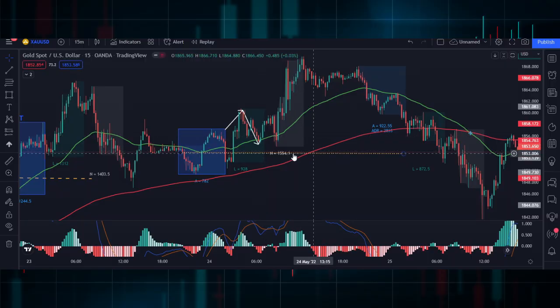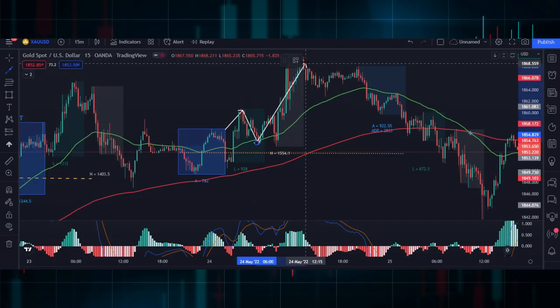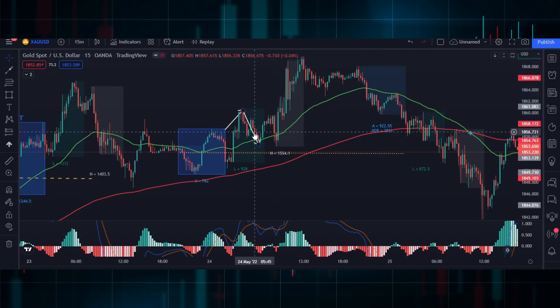Price came very close to the middle of the Asian session box before going up for an advanced buy setup. But let's see if the advanced setup was valid. And again, in order for the trade to be valid, the stop loss needs to drop below the middle of the Asian session box.